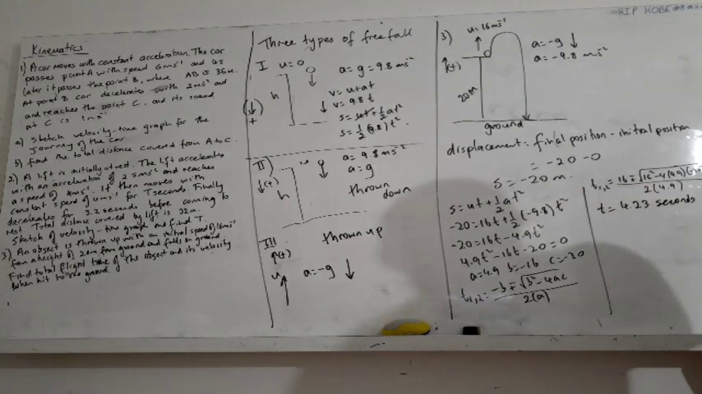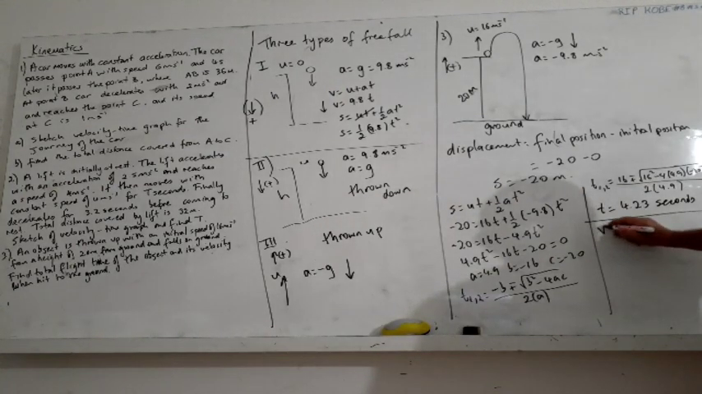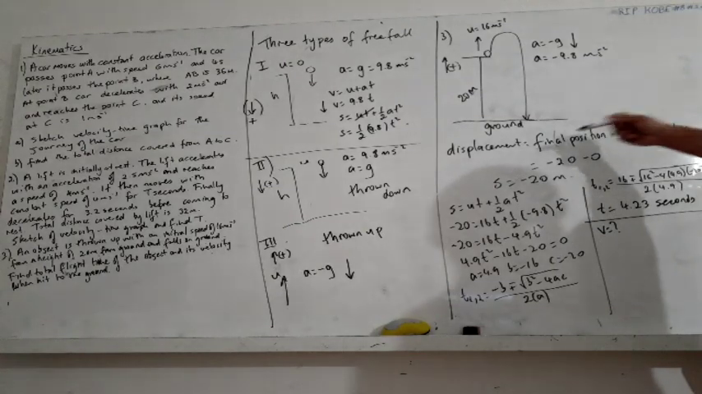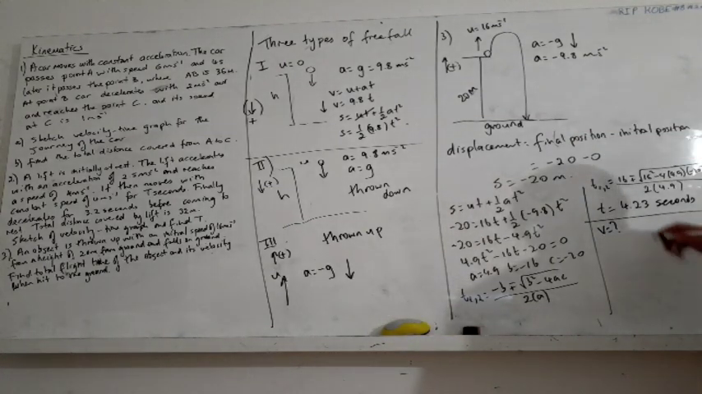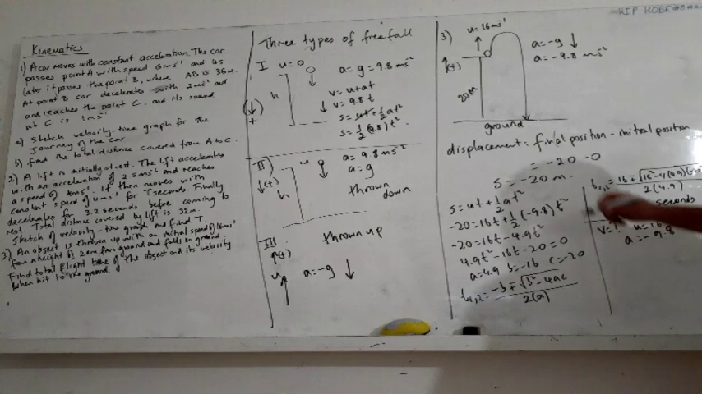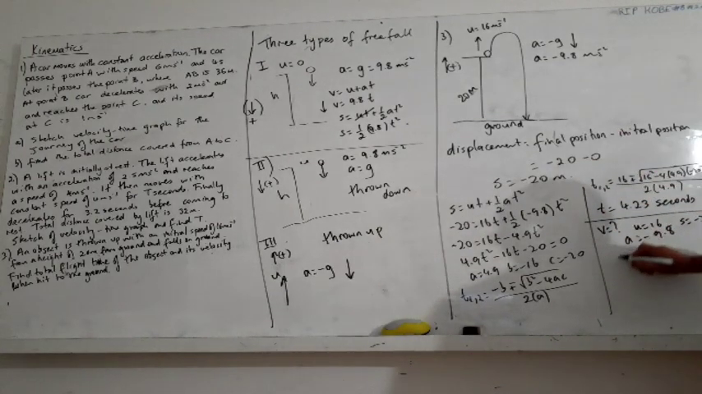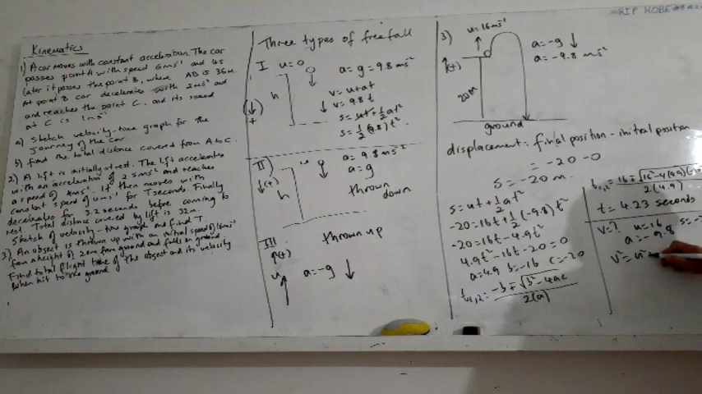And the velocity at the end when the object hits the ground: the initial speed was 16, displacement is minus 20, acceleration is minus 9.8. So I am going to use v squared is equal to u squared plus 2as. V squared is going to be 16 squared plus 2 times minus 9.8 times the displacement, which is minus 20.